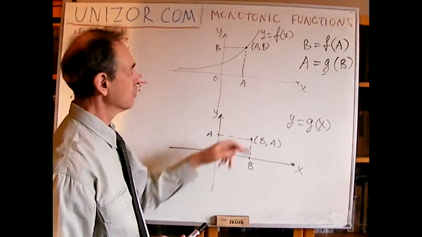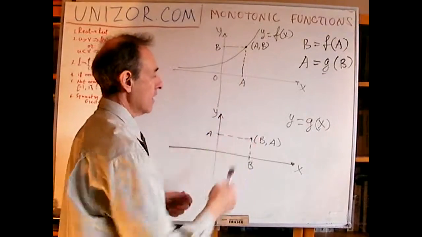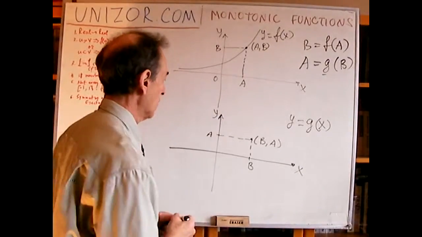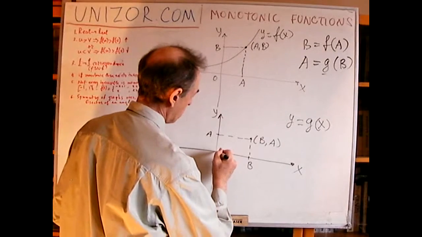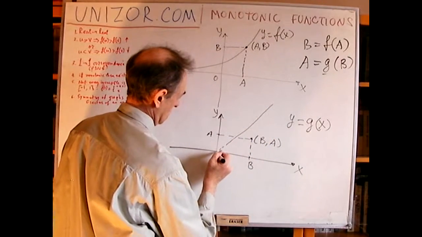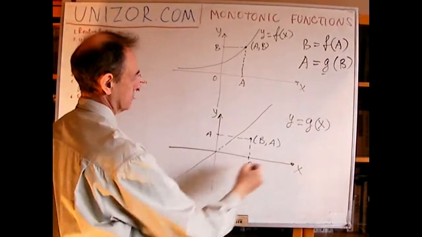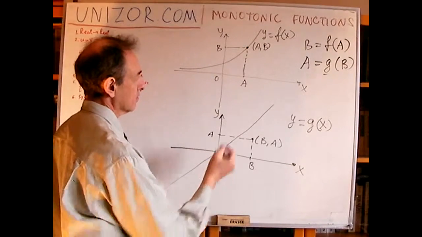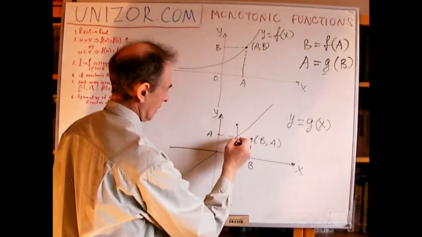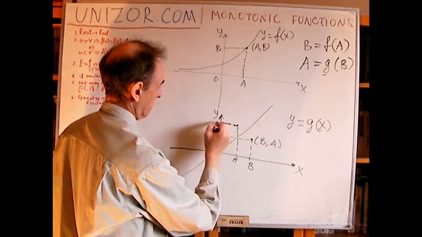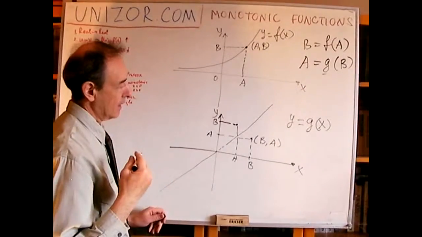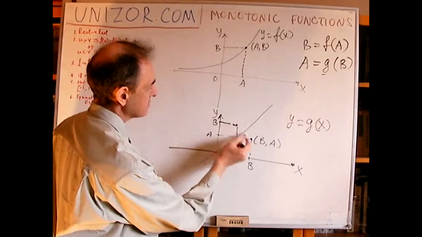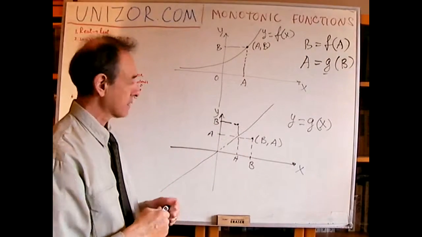But now let's talk about these two points, points AB and BA. How do they position relative to one another? Well, it's actually very easy. Let's draw a bisector of this angle. So this is 90 degrees, this is 45 degrees. Now, where is point AB? The very easy statement in this case is that these two points are symmetrical relative to the bisector.